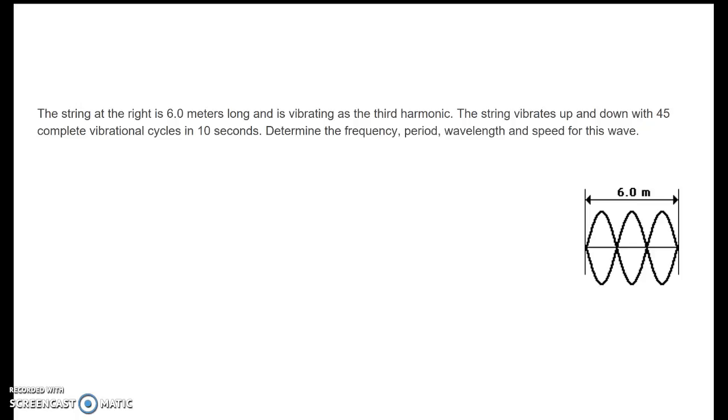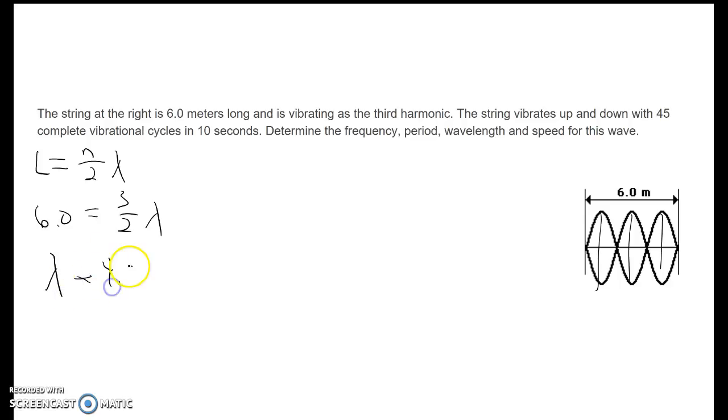String at the right is 6 meters long, and it's vibrating as the third harmonic. How we know it's third? Because we have 1, 2, 3 antinodes. It vibrates up and down with 45 complete cycles in 10 seconds. Determine the frequency, period, wavelength, and speed for this wave. Same steps, okay? So my length, L, is equal to n over 2 times the wavelength. We're in the third harmonic, so our length is 6 meters. We go 3/2 wavelength, take 6, and we divide it by 3/2, or multiply by 2/3, and our wavelength is going to be 4 meters. So our wavelength's 4 meters.